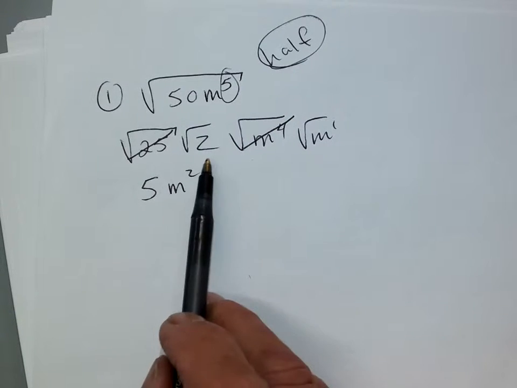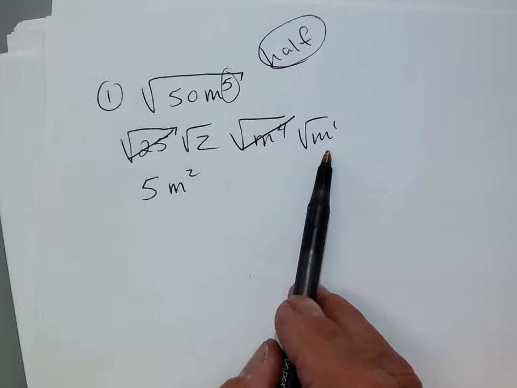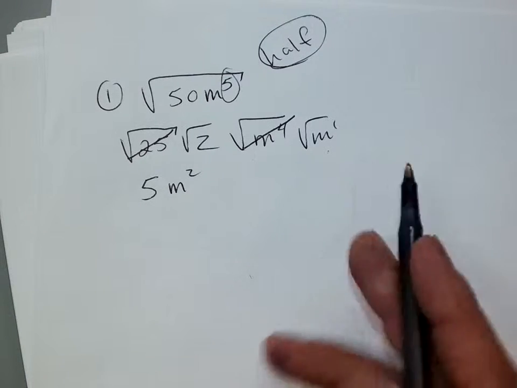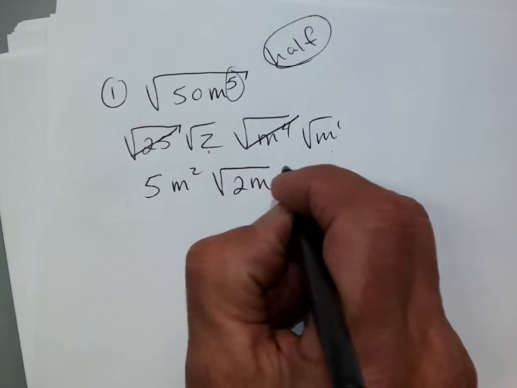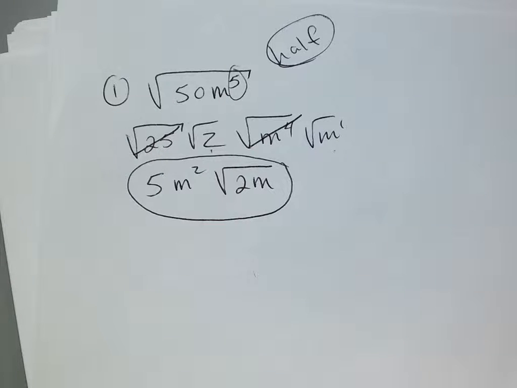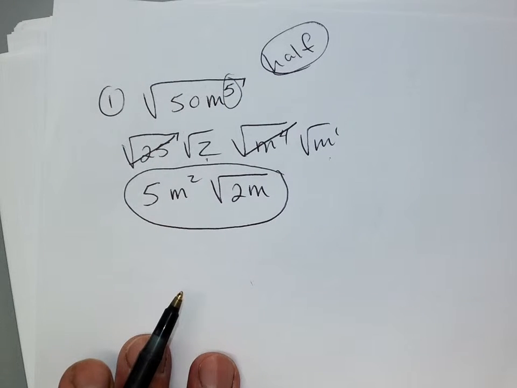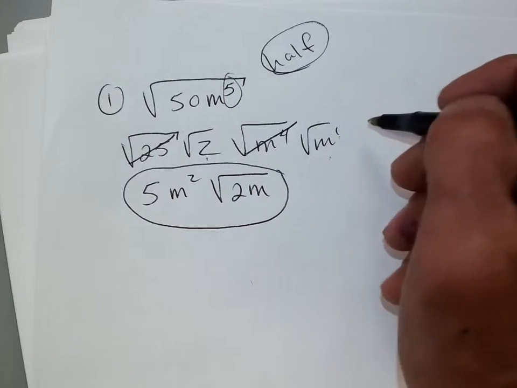The 2, I cannot take the square root of. It's just a really bad number, so I'm going to leave it. And I can't take half of this because that would just give me a half. So the 2 and the m stay inside of the square root. But I was able to get some things out. Do you have to add the m to the 1? No, you don't need the 1. Okay, number 2. Let's look at 2.